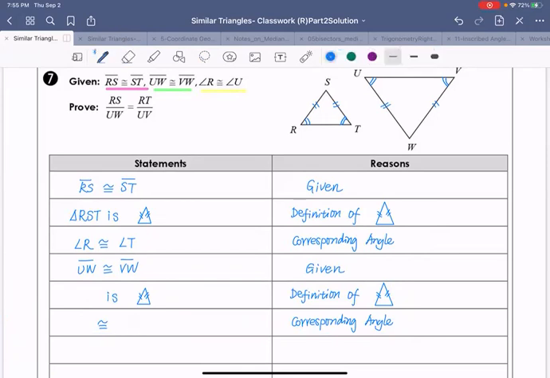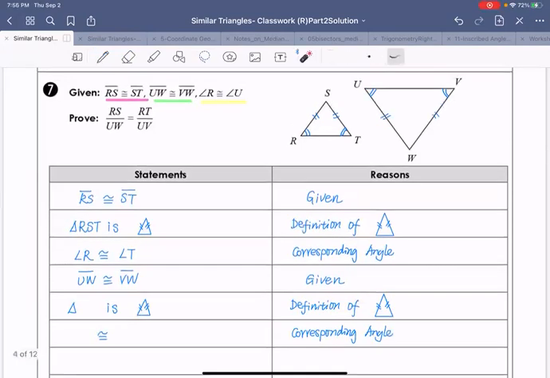Now, which triangle is isosceles? Can you tell me? Both of them. Read this triangle. UWV. And then when these two sides are equal, this is an isosceles triangle. These two angles are equal.